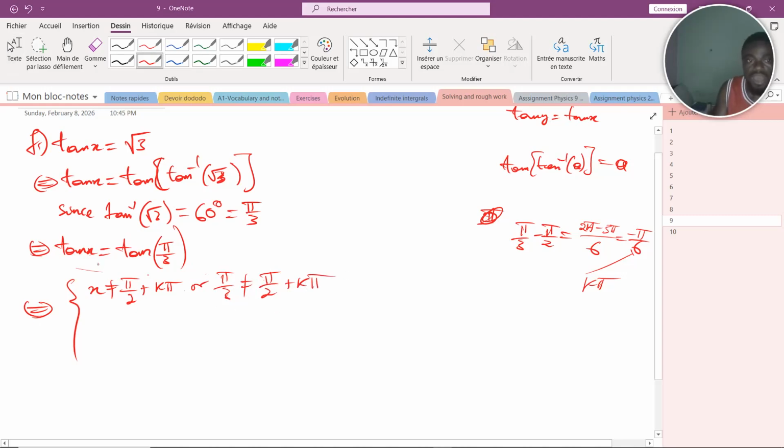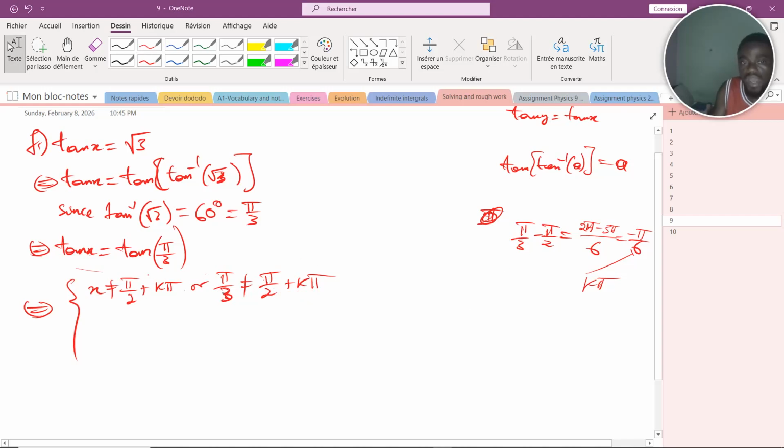Is that okay? Our x must not be equal to an odd multiple of pi on 2. And we also see that our pi on 3 must not be equal to an odd multiple of pi on 2. And this is true because pi on 3 cannot be written in this form. This is how we prove it.